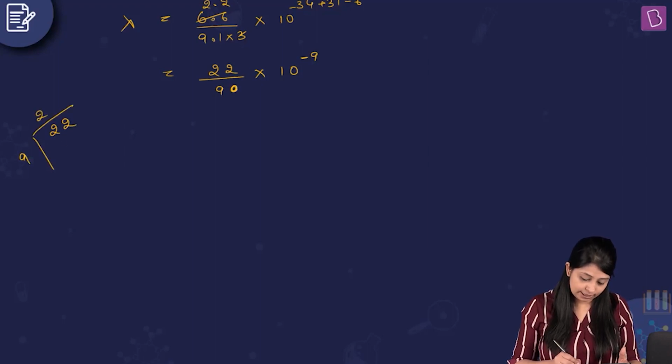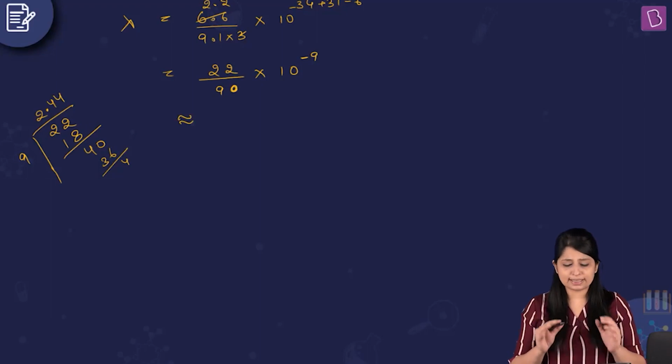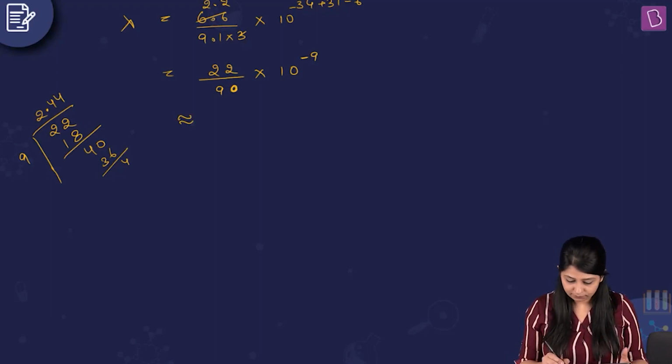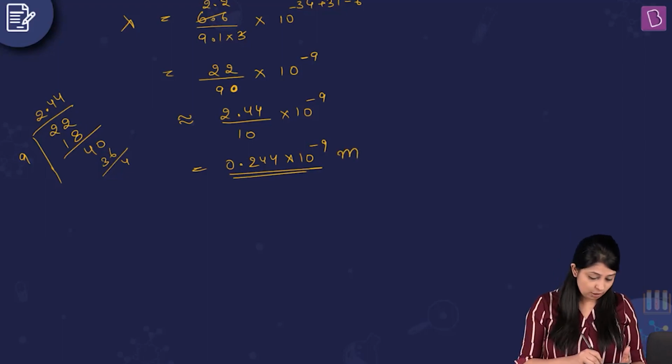So 9 2s are 18. We have 4, point, we'll add the decimal, 40. So 9 4s are 36, 44. Cool. So the value we are getting is approximately 2.44 divided by 10 into 10 to the power minus 9. Okay. So can we say this is 0.244 into 10 to the power minus 9, right? Minus 9 meter. So let's see the options.